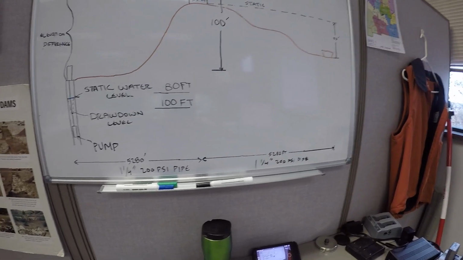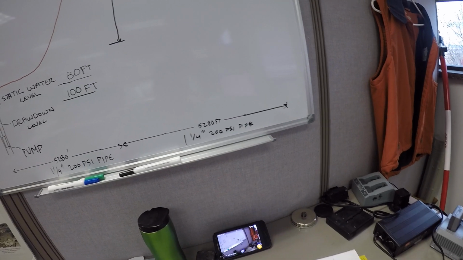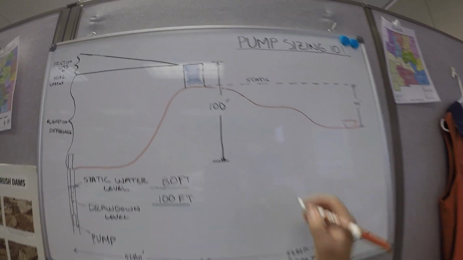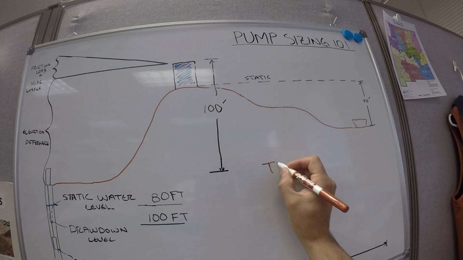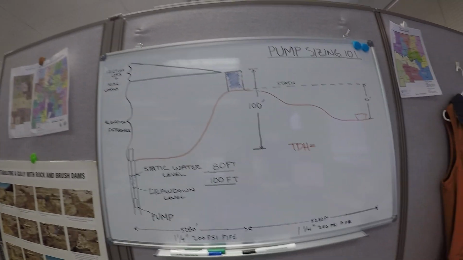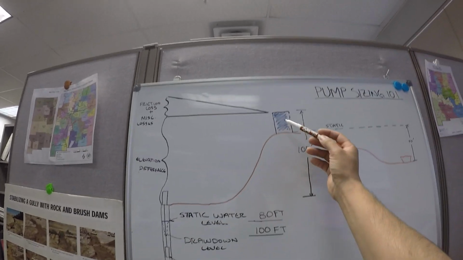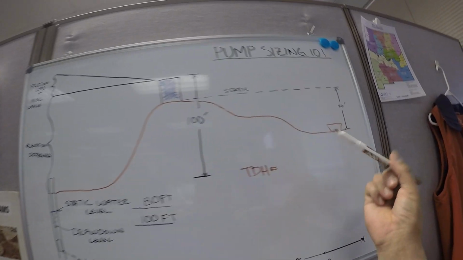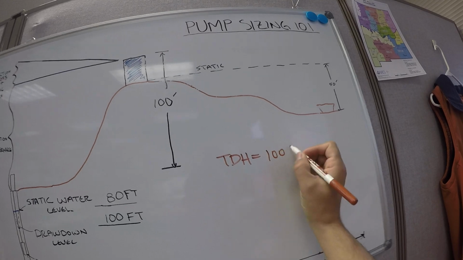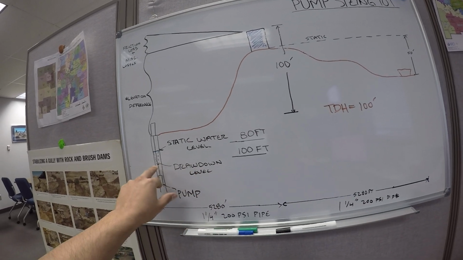So when you're sizing your pump, let me get a pencil. When you're sizing your pump, you're worried about the total dynamic head, TDH, and in this case the total dynamic head is going to be the elevation difference. So the elevation difference from the well to the top of the tank is 100 feet, so you're going to add 100 feet, and then we're going to use the drawdown water level in this case.